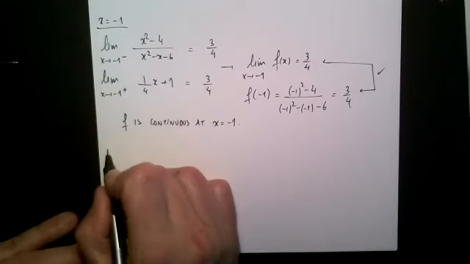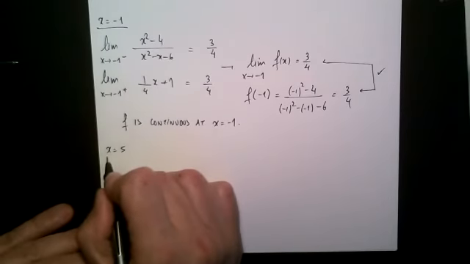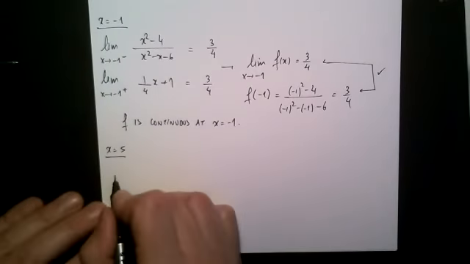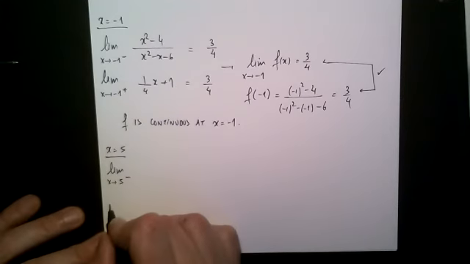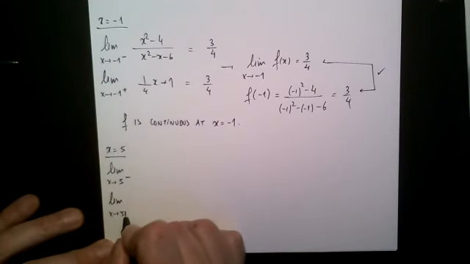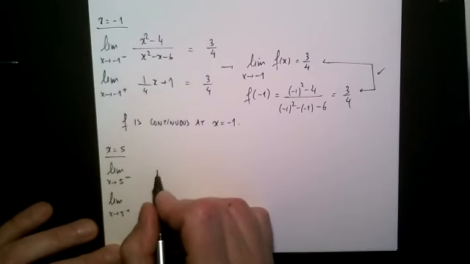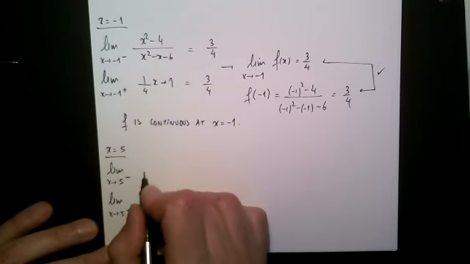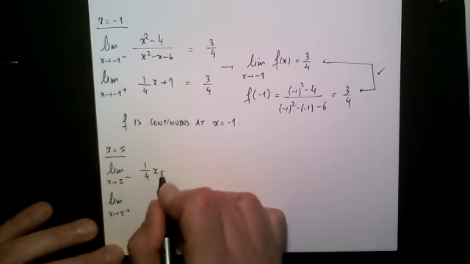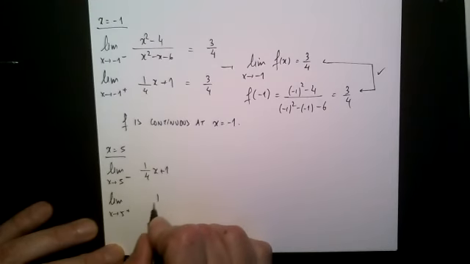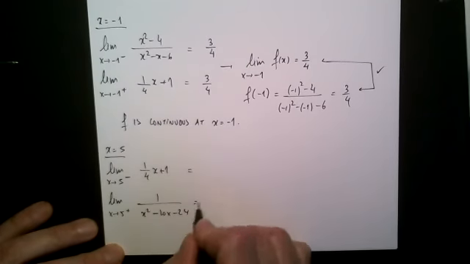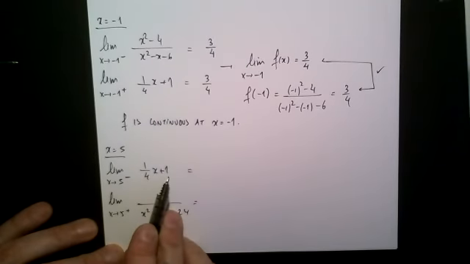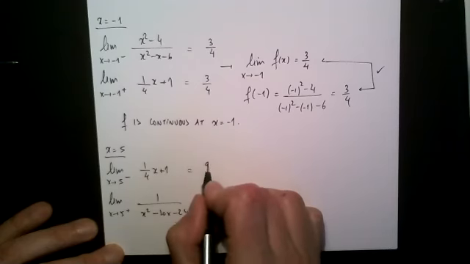x equals 5 was my other one. So at x equals 5, also there's a connection. Limit as x approaches 5 from the left and limit as x approaches 5 from the right. I know I'm rushing, but I want to finish this. Plus 1, and then on the right is 1 over x squared minus 10x minus 24. So if I plug in 5 here, I get 5 over 4 plus 1 is 9 over 4.